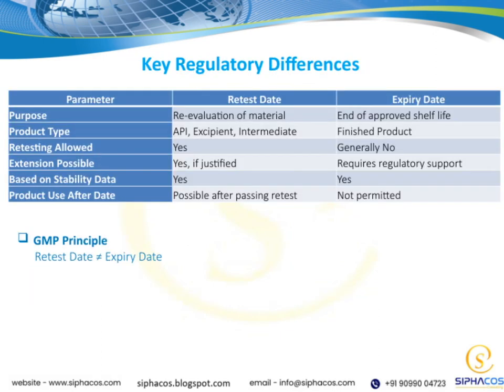Let's talk about a key principle in good manufacturing practice, the difference between a retest date and an expiry date. The retest date is when we reevaluate a material, like an active ingredient or intermediate, to confirm it's still good. The expiry date, on the other hand, marks the end of a finished product's approved shelf life. Retesting can extend the retest date if justified, but extending an expiry date usually needs regulatory approval. Importantly, materials can be used after passing retest, but finished products can't be used past expiry.